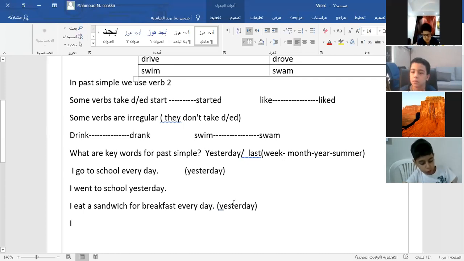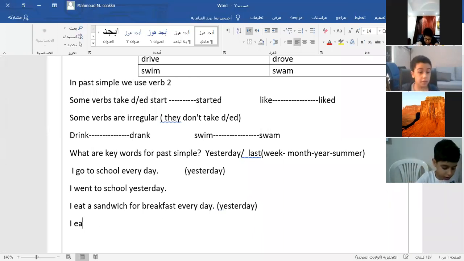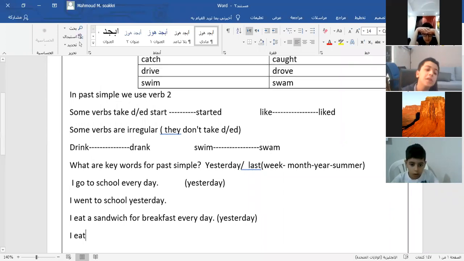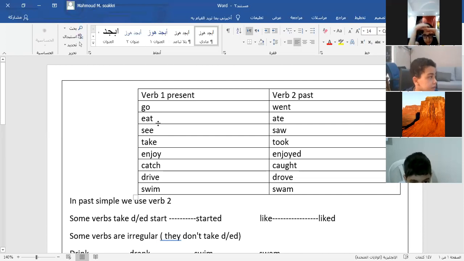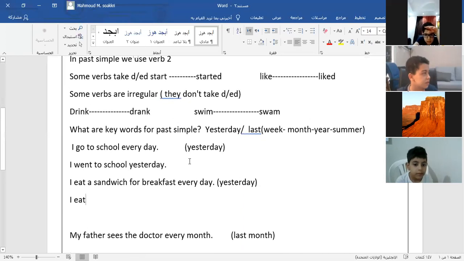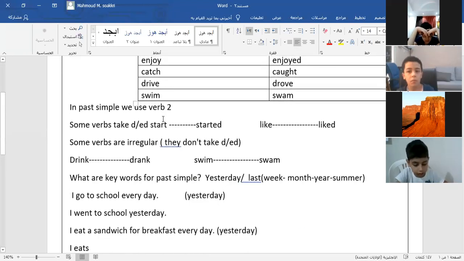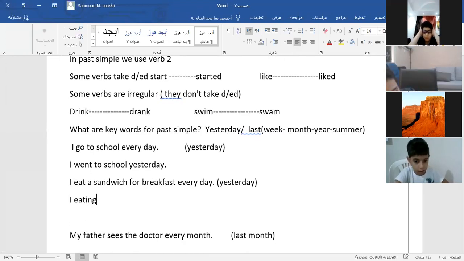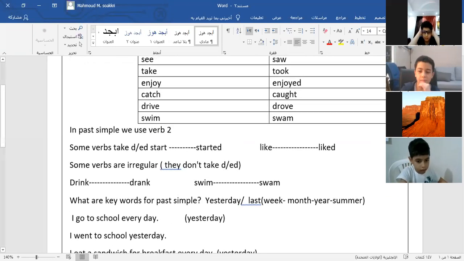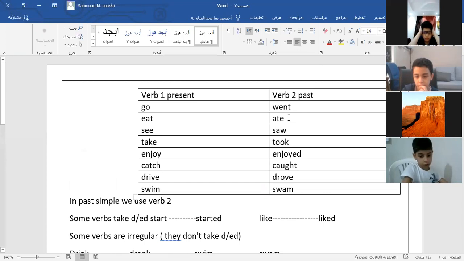This means that we are going to use verb two. So can I say eat? Is it right? I eat a sandwich yesterday. But look here again. Eat is verb one in present. We want verb two in past. So eat is not correct. Can I say eats? No. Can I say eating? No. I can't say eating because eating is not verb two. In past simple, we need verb two. Verb two is ate.